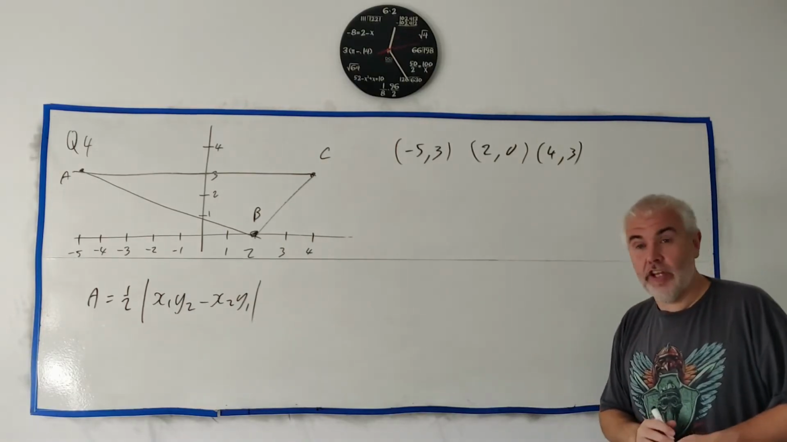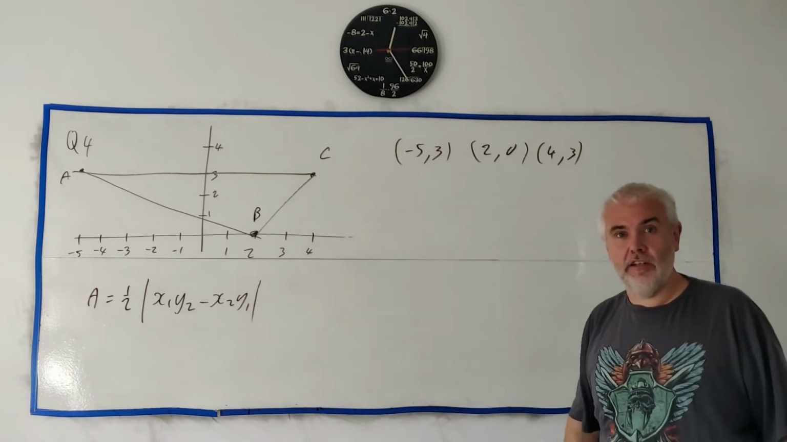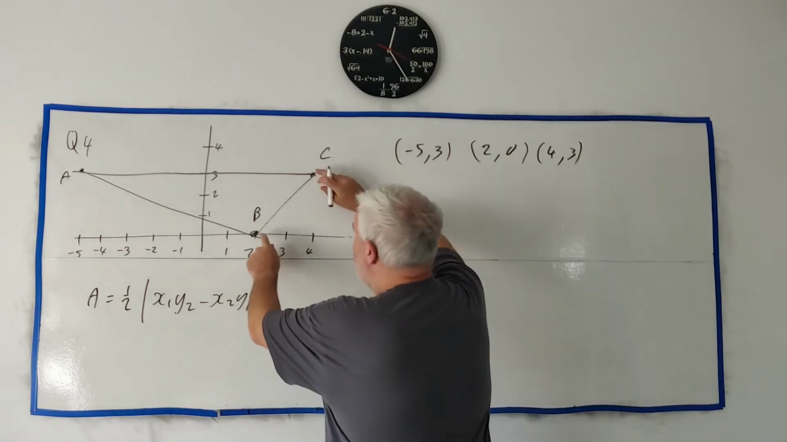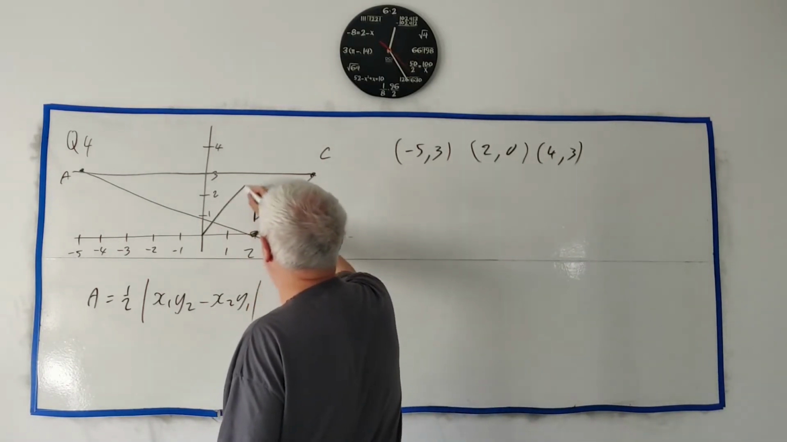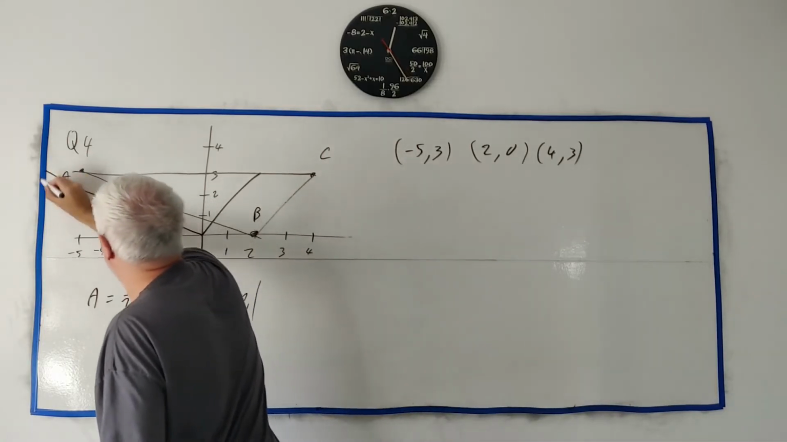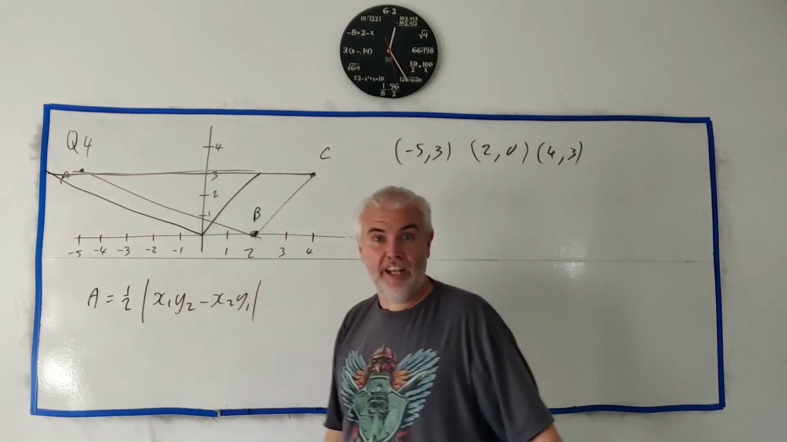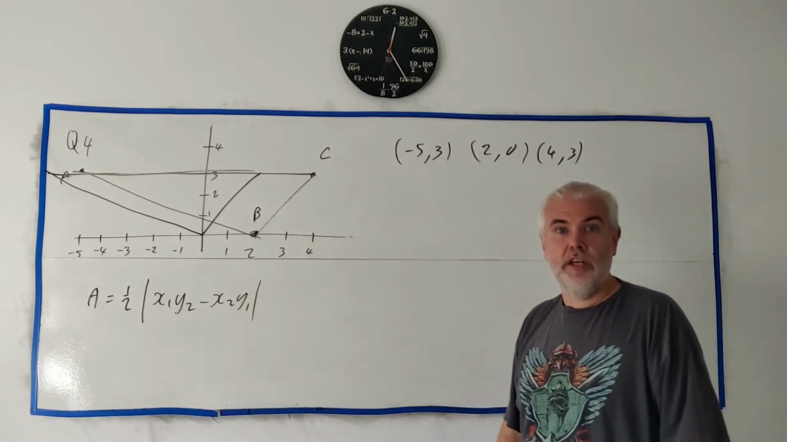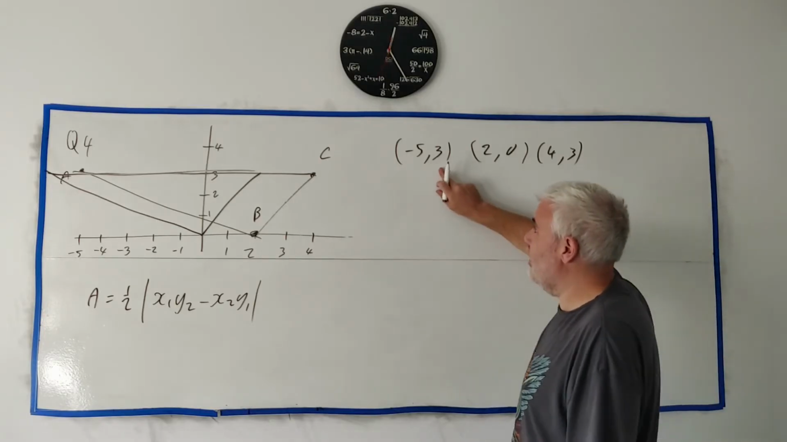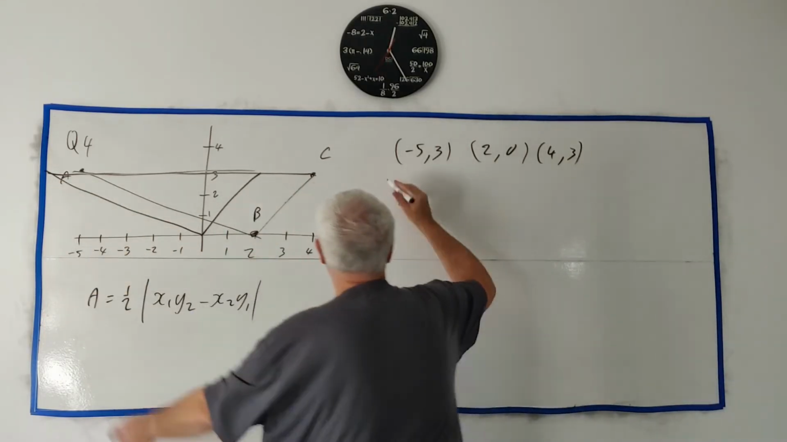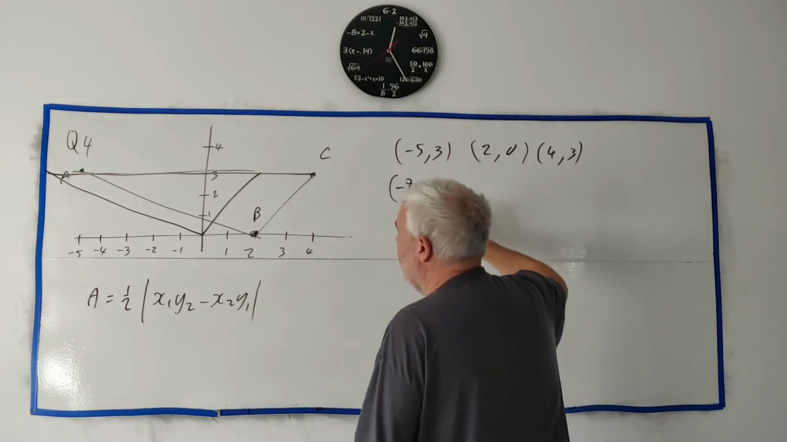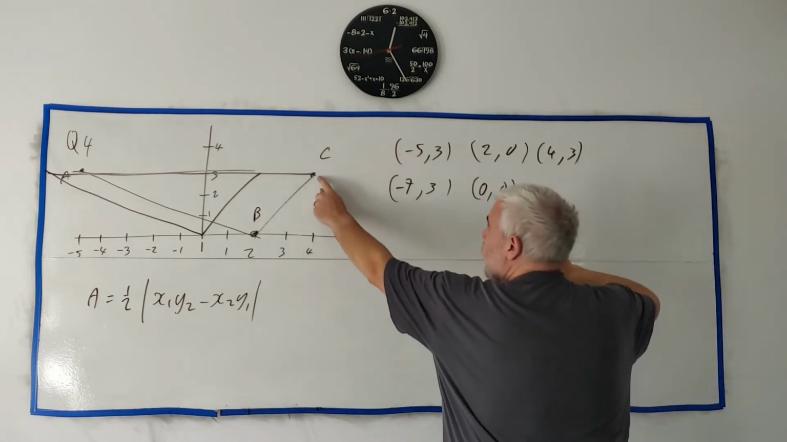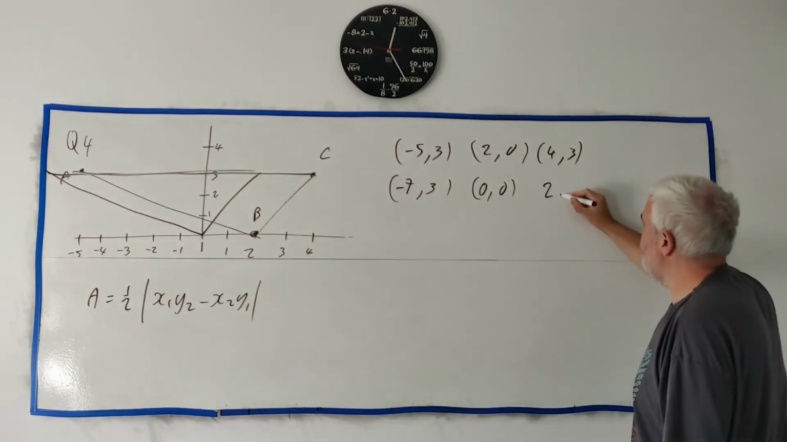But there's a handy trick to make any triangle one of them 0, 0. Just move it. We're talking about area. Who cares if I do this triangle or I do, let's see, this triangle. I've moved this slightly to the left. It's easy enough to do. Every point just moves 2 to the left. Instead of minus 5, 3, it becomes minus 7, 3. Instead of 2, 0, it becomes 0, 0, just like I wanted. Instead of 4, 3, it becomes 2, 3.